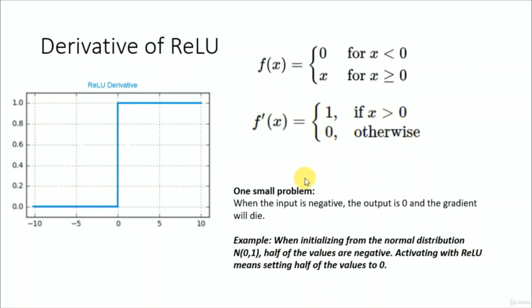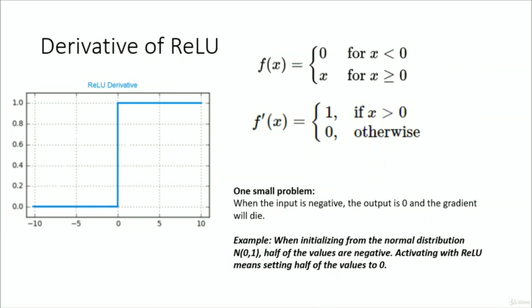Now, there's one small problem: when the input is negative, the output is 0. And when the output is 0, you're going to be multiplying other values in the chain rule with 0. Therefore, the gradient will die when the input is negative. Once you multiply all the gradients with a single 0, the result of the multiplication of all gradients is 0. So if there's just one negative value, the whole chain of gradients is going to be 0. This is one disadvantage of ReLU.